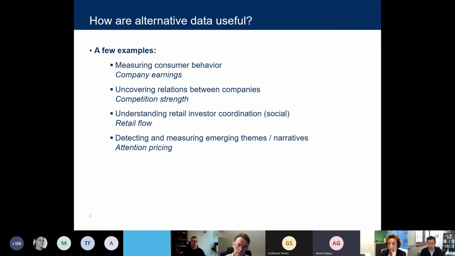But what I would like to talk to you about today is understanding more themes and narratives. So the way I think about the use of big data in this context is to have better measures of what's going on out there in the world. And I'm going to use that to talk about something I call attention pricing.